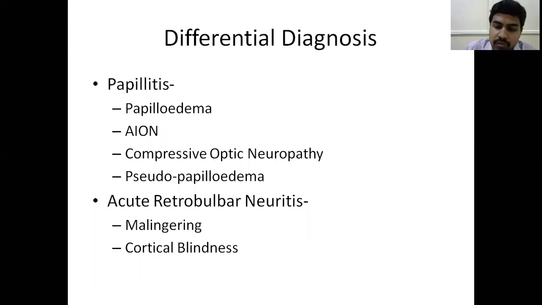That is a big class. It is only for postgraduate sake. It is not required for you. Malingering, how to diagnose it, especially visual malingering.